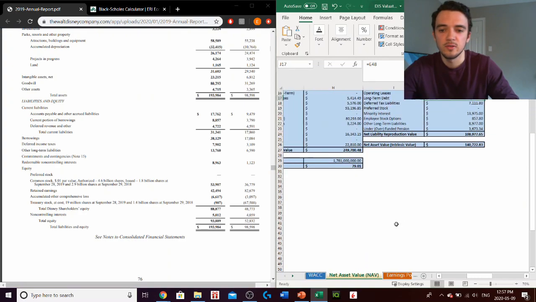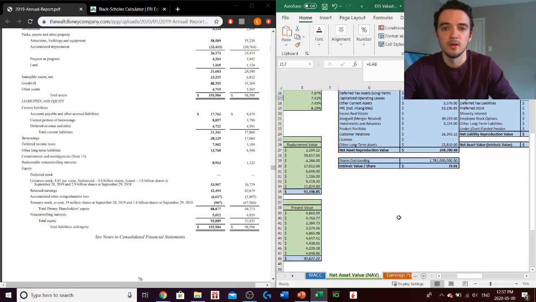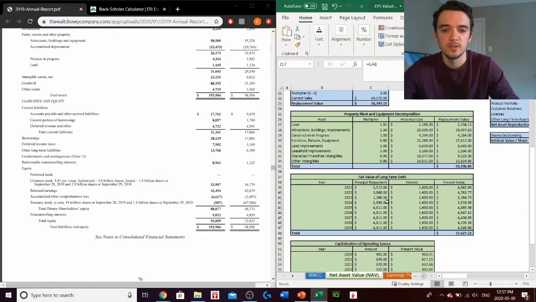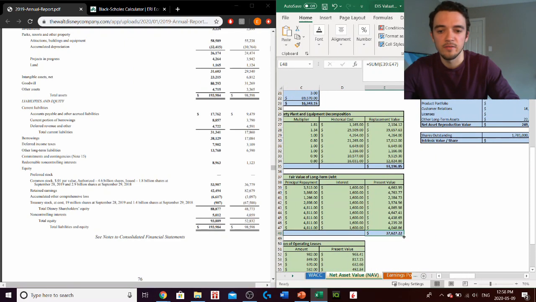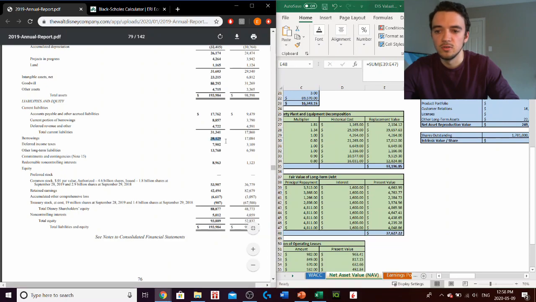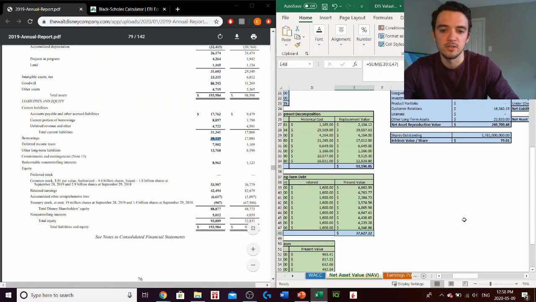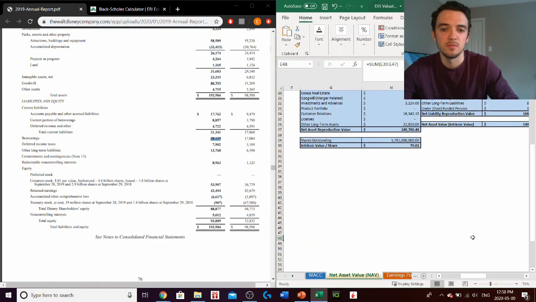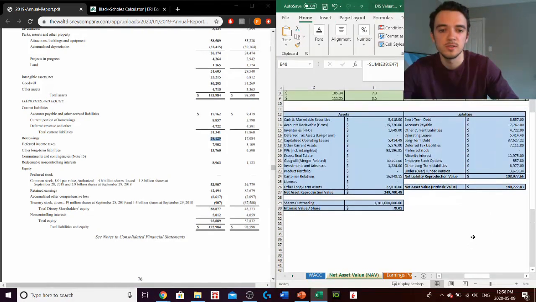Long-term debt. For long-term debt, I took their payment schedule, and I included an interest payment, which they've been paying this year, which I just assume will continue on into the future. And I discounted that by the cost of debt. You can see that the market value is very similar to the book value of the long-term debt. It's just a little bit overstated on the balance sheet, but you'll see that it's often very close.